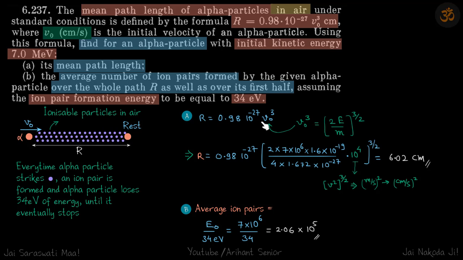Energy is given, from there we can find V naught, and therefore we can find R. So R is this, we need to find V naught cubed, and we know V naught is root of 2E by m. E is the kinetic energy of the alpha particle, which is given to us. So R is given as this into V naught cubed. So this is twice into E, 7 mega electron volt, by mass of alpha particle, into 10 power 4, whole to the power 3 by 2. Why did we do this 10 power 4? Because this formula is given to us in centimeter, so we need to put the V naught cubed also in centimeter.